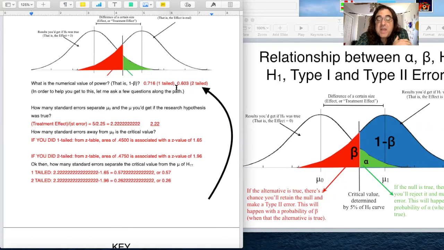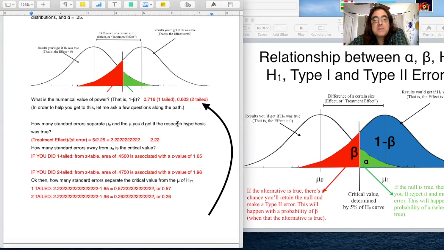Notice, just for your edification, that by giving yourself the advantage of doing a one-tailed test, you've increased power. You've increased the probability of finding an effect. Interesting to note. So that's how you do the 9:30 version of the in-class assignment 7.